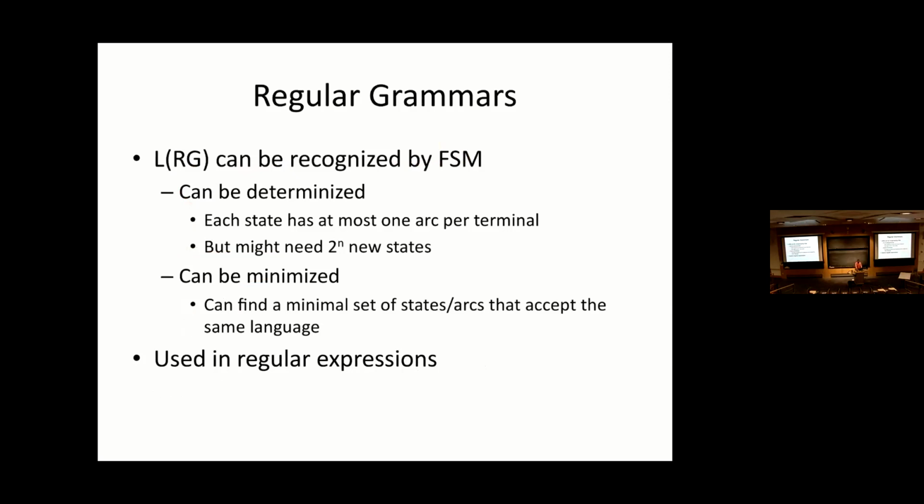So a regular grammar can be recognized, as I said, by a finite state machine. So that means that it can be determinized. Any finite state automaton can be determinized so that each state has at most one arc per terminal. But in order to do that, you may make a very big FSA with 2 to the n new states. It can also be minimized, so you can find a minimal set of states or arcs that accept the same language.